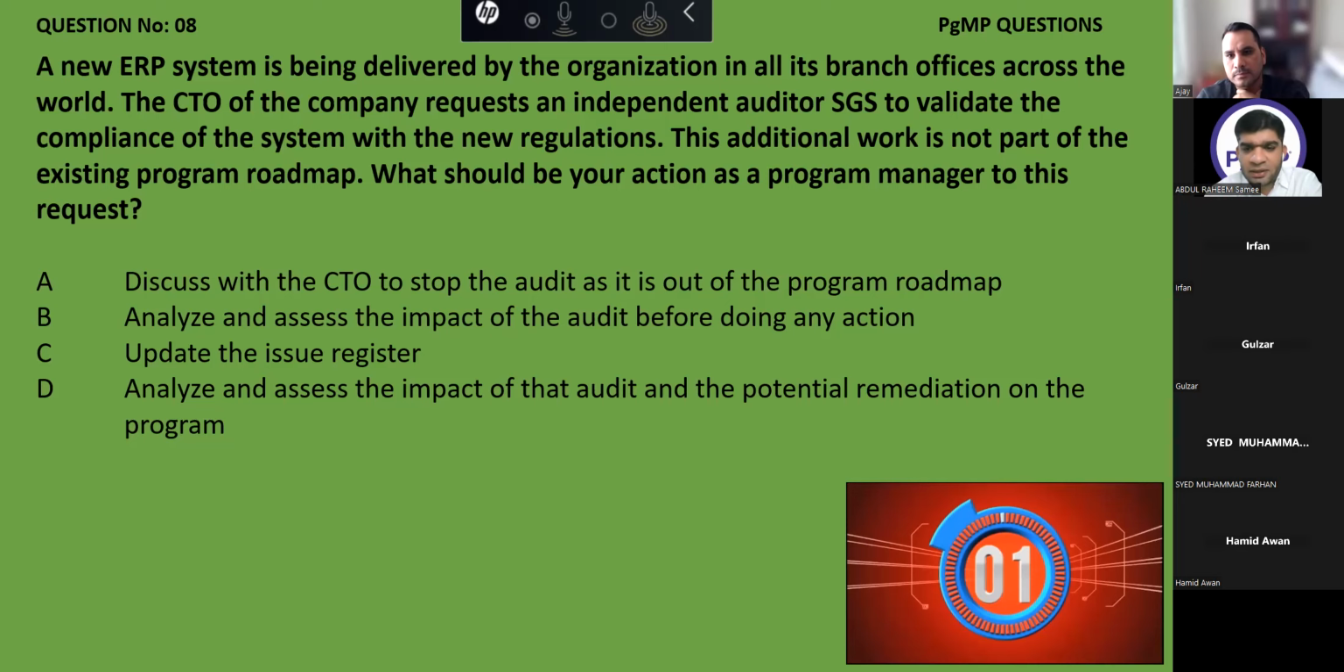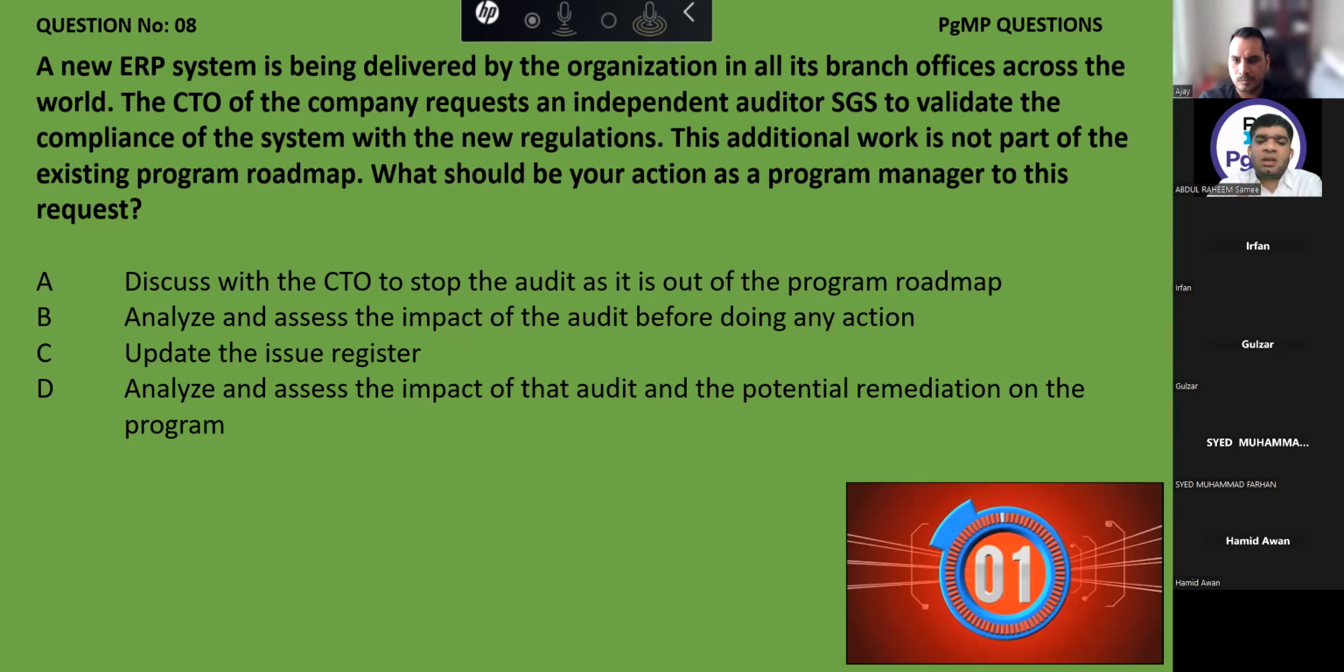Gulzar Sahib, is it clear? Not yet, sir. I am still confused. Is B right? B is right. But why not the next step, sir? If we do only impact analysis and assessment, and the next step we are not doing, then what is the use of analysis? No, but he is saying, analyze and assess the impact of the audit before doing any action. It means before going to the mitigation plan or before planning any remedial actions, first we have to analyze and assess the impact. If the impact is very low, then we don't need to do anything.